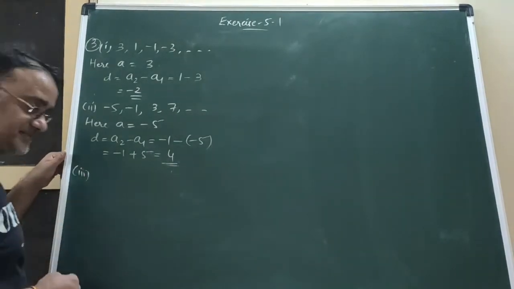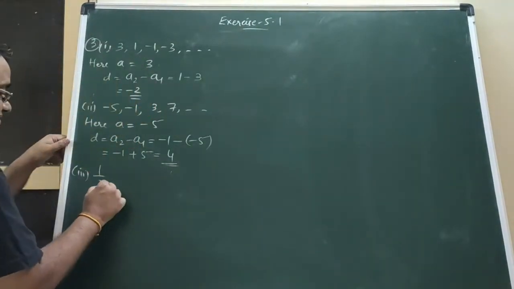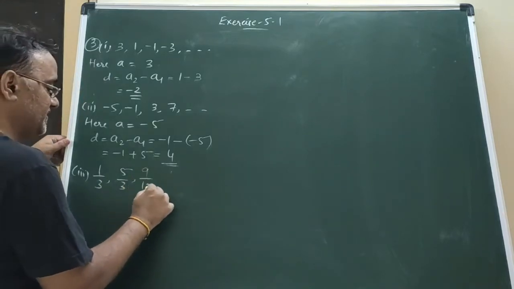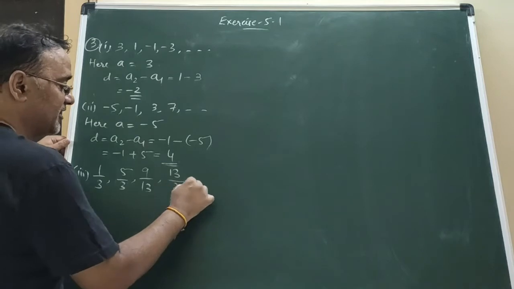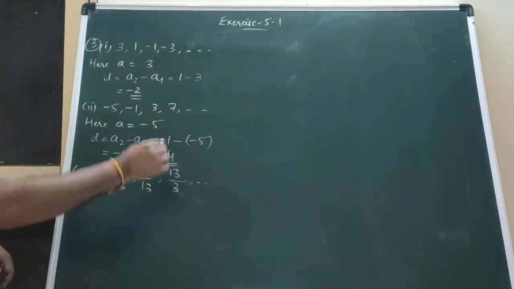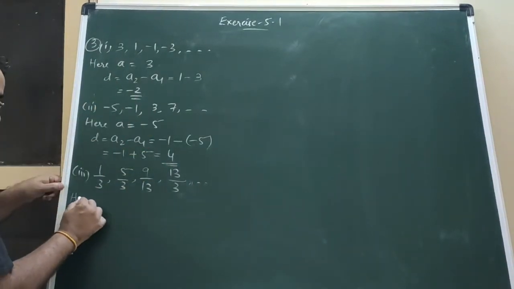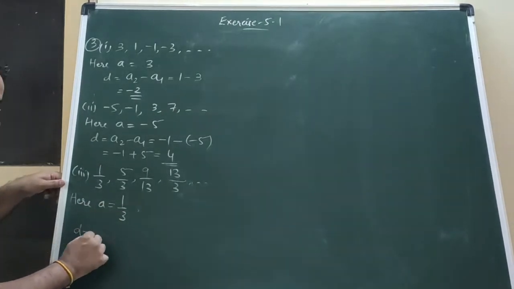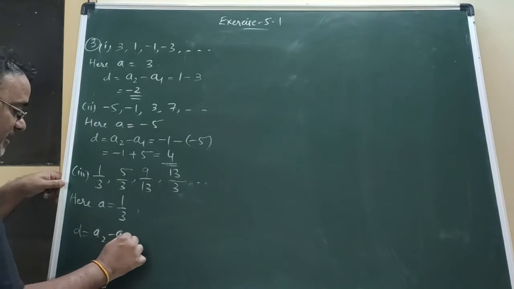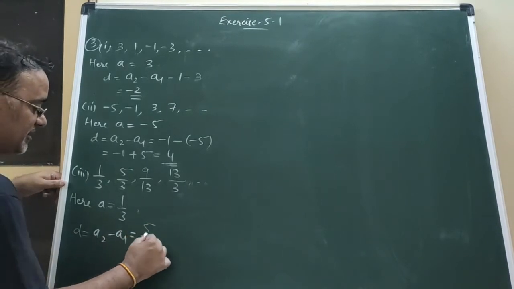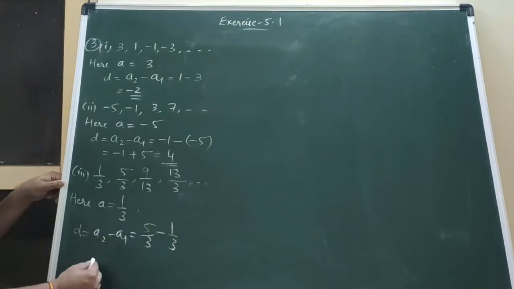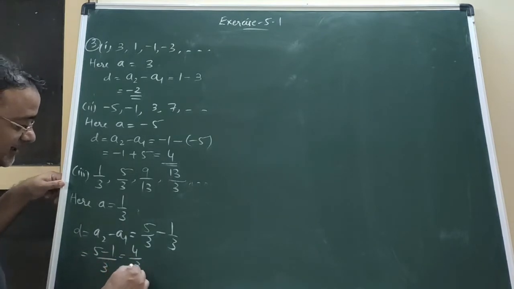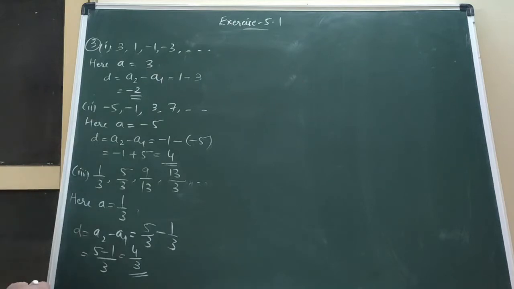Third bit: 1 by 3, 5 by 3, 9 by 3 and 13 by 3, and so on. So this is also increasing. So here the value of A is 1 by 3 and the value of D is A2 minus A1, that is 5 by 3 minus 1 by 3. The denominators of both are the same, so we can take the LCM. So we got 4 by 3. This is the common difference.